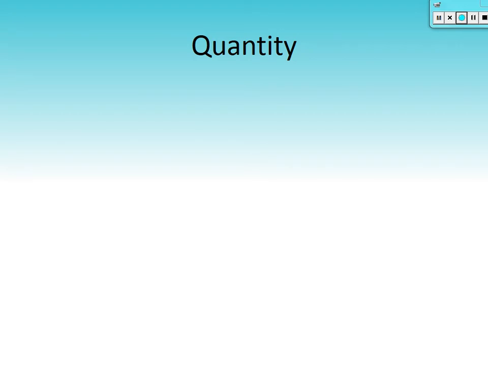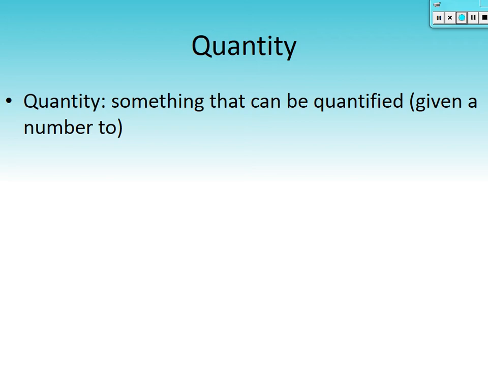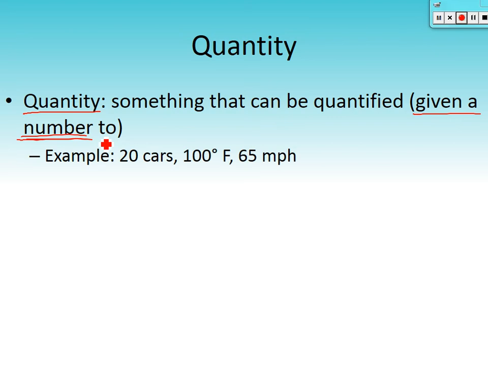So let's start here with a quantity. This was one of our vocab words. Quantity is something that can be quantified, or given a number to. So if you can quantify something, you can put a number to it. For example, maybe we're looking in the parking lot and you say there's 20 cars in the parking lot. Well, because you put a number to it, that's a quantity.